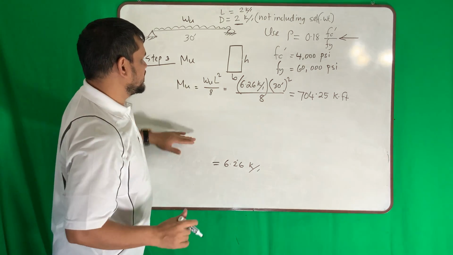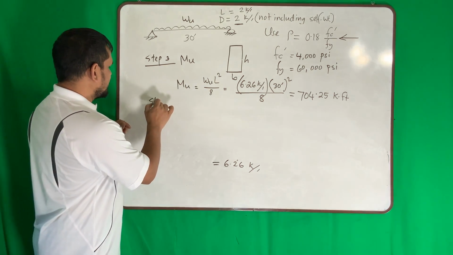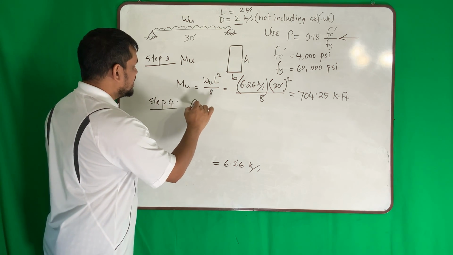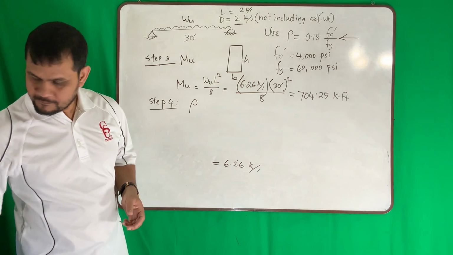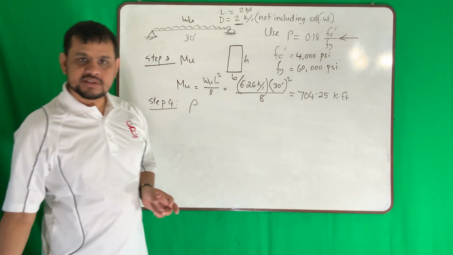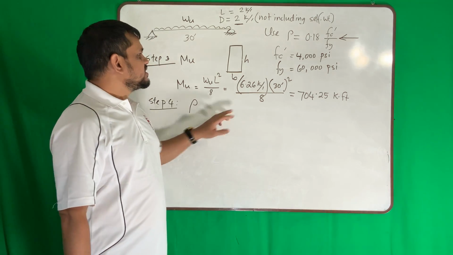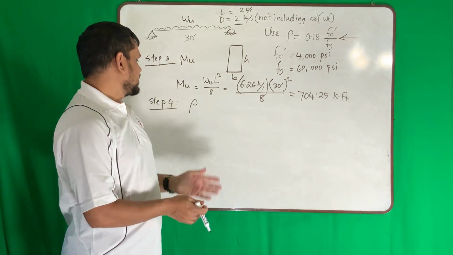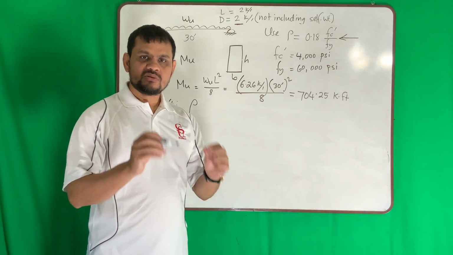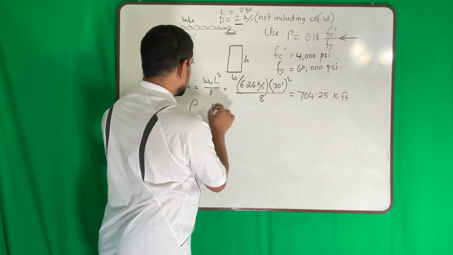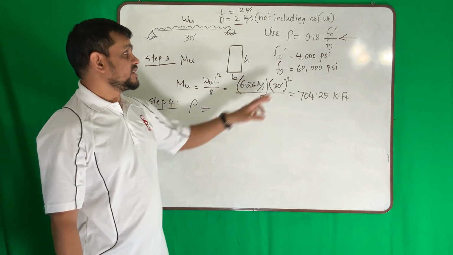Once we find this, we'll go to the next step. Step number 4: deal with rho. What is that? If rho is given, it is given, and there is nothing to do. If it is not given, you need to select it. As it is given, we will use this, but we have to check it.